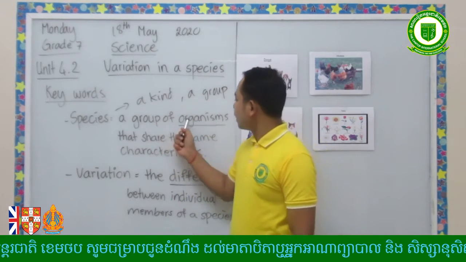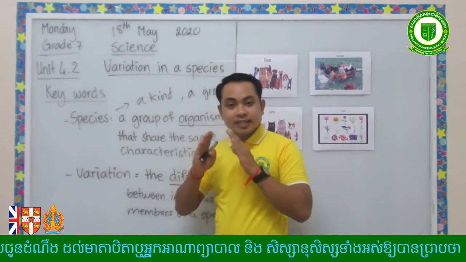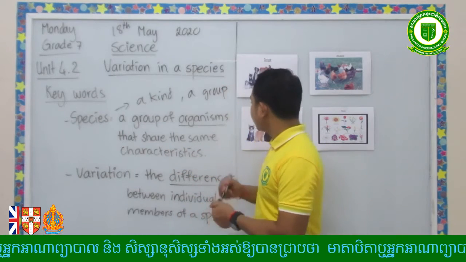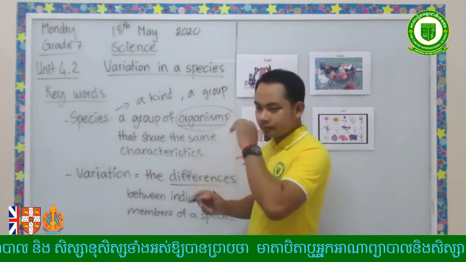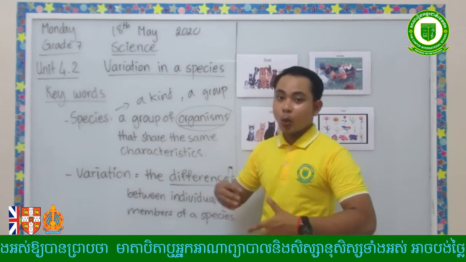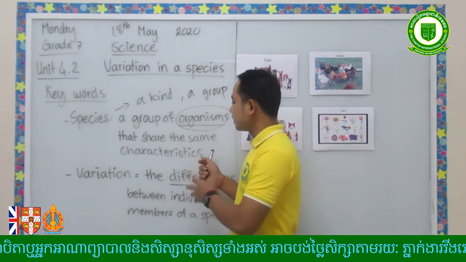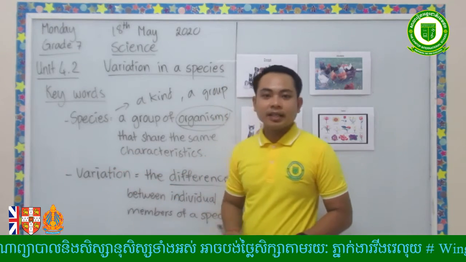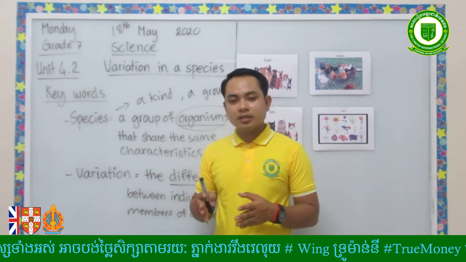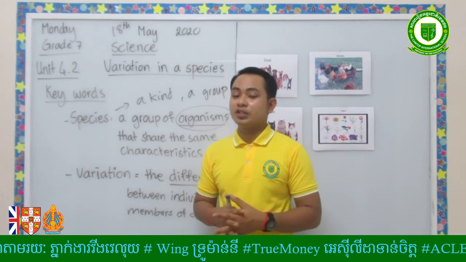Species means a group of organisms that share the same characteristics. Again, species is a group of organisms that share the same characteristic. Organism here refers to living things, could be plants or animals or human beings. So a group of organisms that share the same characteristic. Now let's take a look. What characteristics do all human beings share?